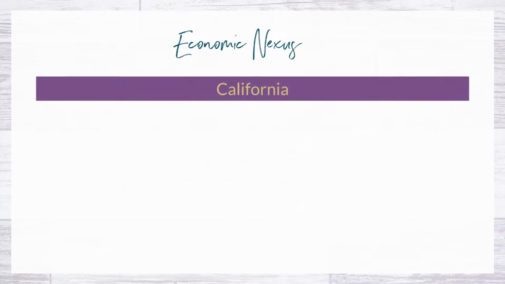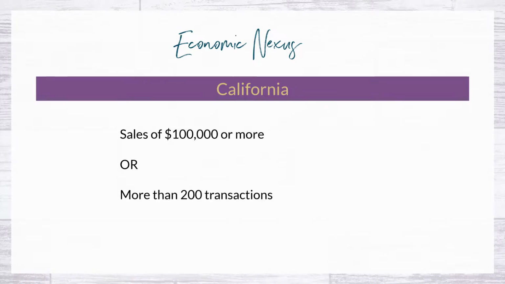Let's look at some examples of economic presence. For example, California has added economic nexus. This puts California's threshold at $100,000 or more of sales in the state of California, or more than 200 transactions in the previous or current calendar year. So this means if you are selling taxable goods to someone in the state of California, even if you live in, say, New York, if you are meeting the threshold of $100,000 or more in sales or 200 transactions in the previous or current calendar year, you may have to charge sales tax on California transactions.